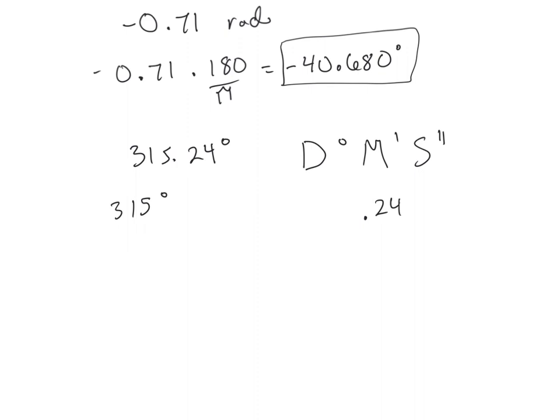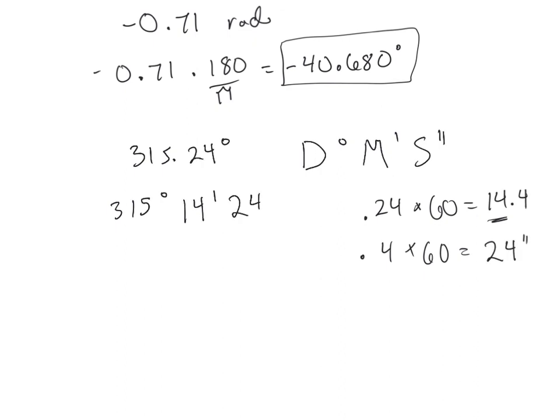So 0.24 times 60 will give me my minutes. 0.24 times 60, I get 14.4. So this is 14 minutes. I take that 0.4, multiply that by 60, and that gives me 24 seconds. So this is 24 seconds right here, and that's how I would convert.